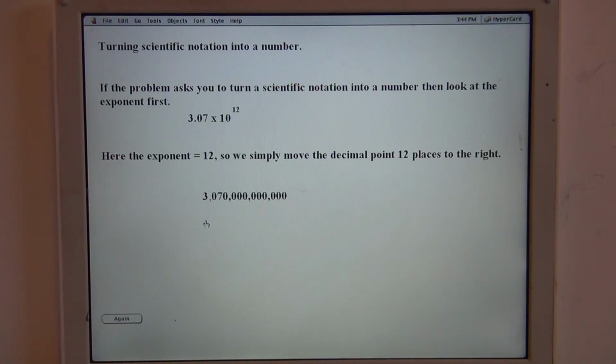And there we have it. So here we have 3,070,000,000. That's the number, and here it is in scientific notation.